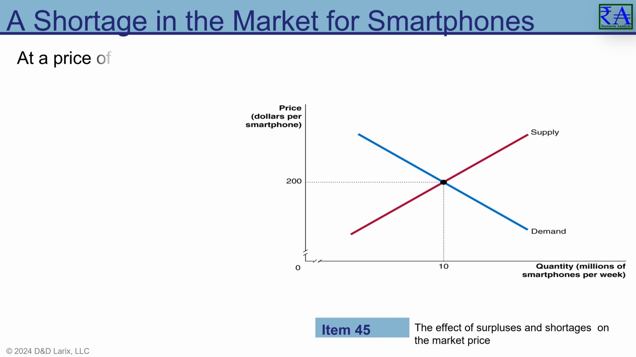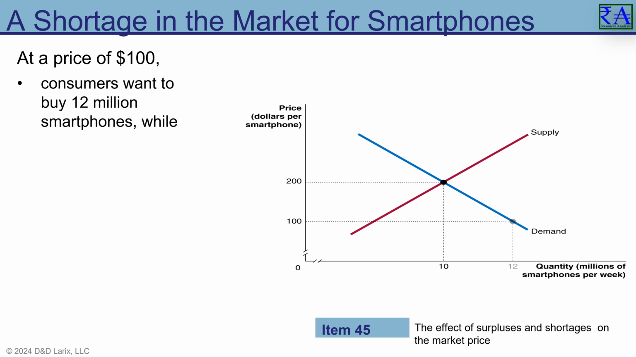A shortage is a situation in which the quantity demanded is greater than the quantity supplied. When a shortage occurs, some consumers will be unable to obtain the product, and firms will realize they can raise the price without losing sales. A higher price will simultaneously increase the quantity supplied and decrease the quantity demanded.